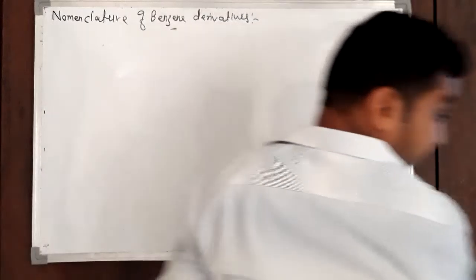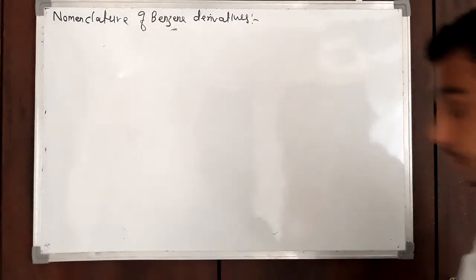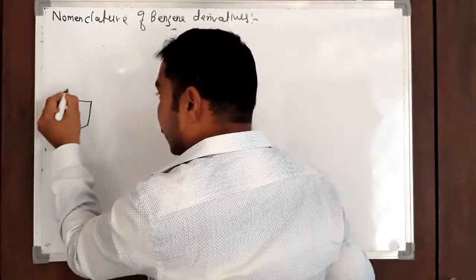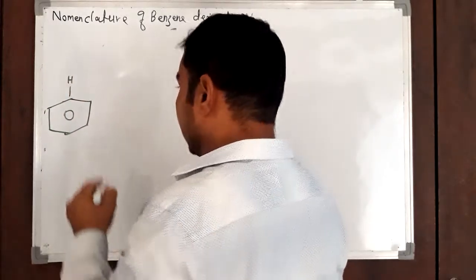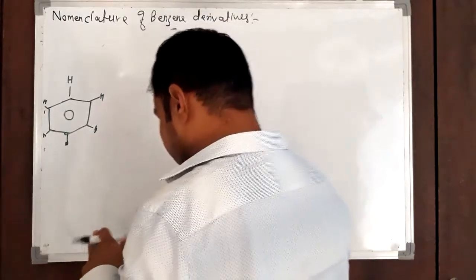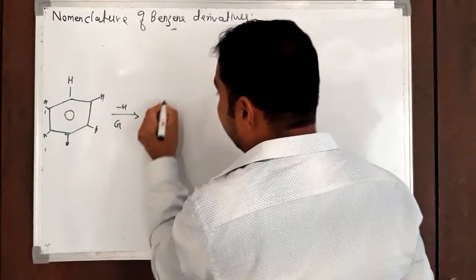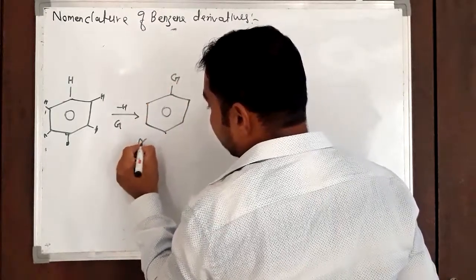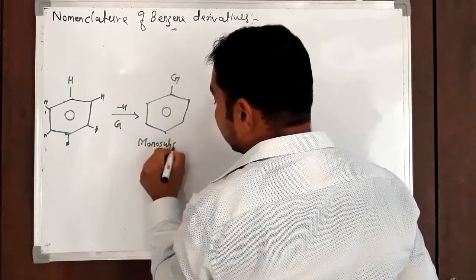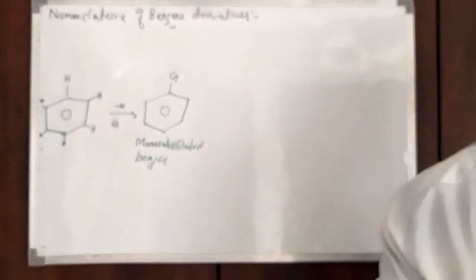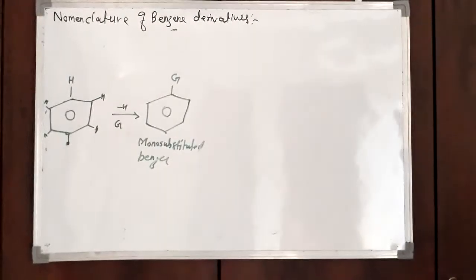See, here I will write benzene. Benzene contains 6 hydrogen atoms, all identical. No need to write them actually, they are always there. If I replace one hydrogen atom by any group or atom, that will give us monosubstituted benzene. That is called monosubstituted benzene.